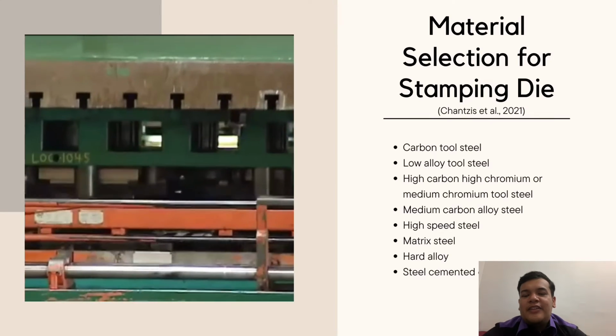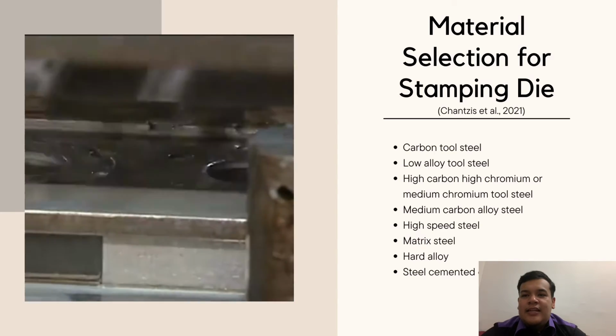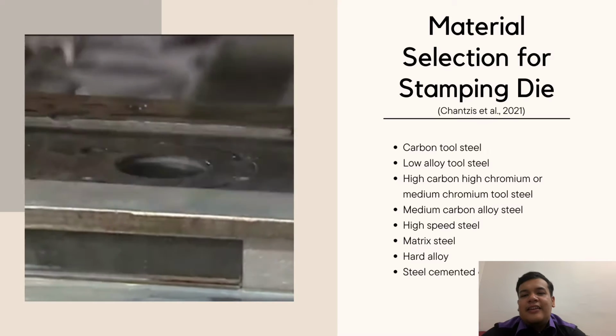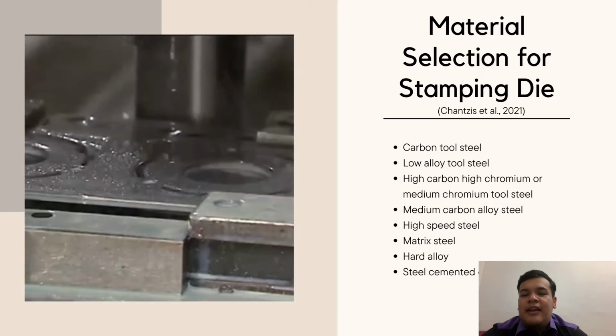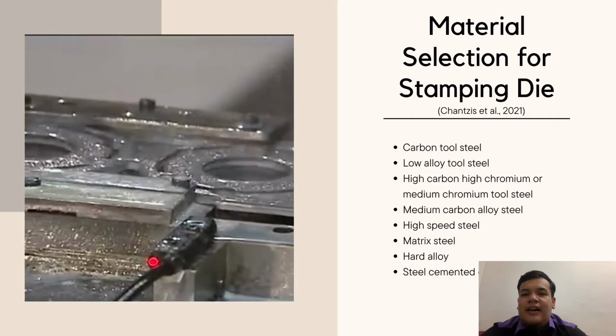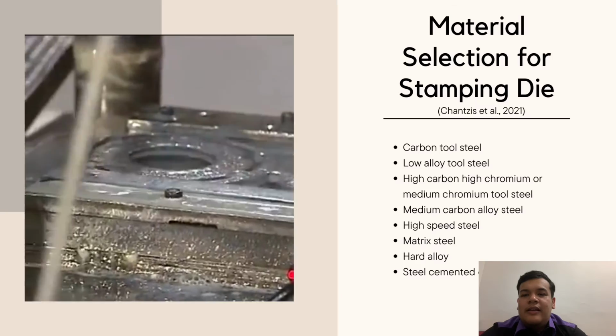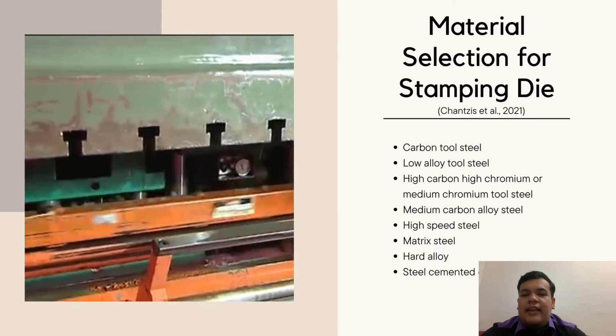Next, I would like to tell about material selection for stamping die. Changes stated that the majority of material utilized to create a stamping die is steel-based. Examples of the steel are carbon tool steel, medium carbon alloy steel, high-speed steel, and others.